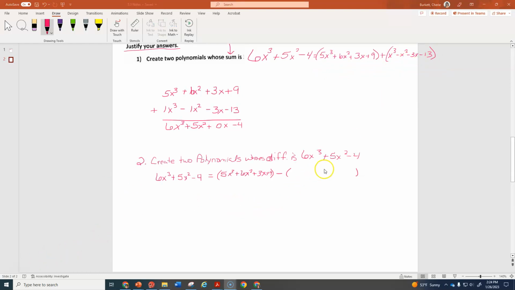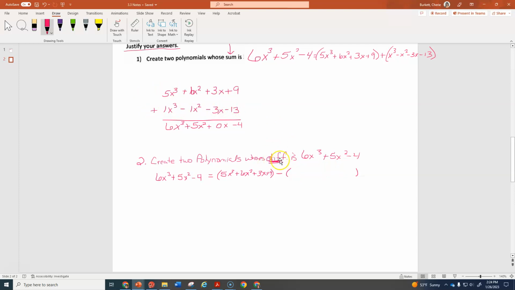Now, the good news is that if the question had said create two polynomials whose difference is, I would work it the exact same way. I mean, as a matter of fact, I'm going to use the work that I did right up here to find the difference. The only thing that has to be true about the difference is before I write down this polynomial inside this, what am I going to do? I'm going to change all of the signs.